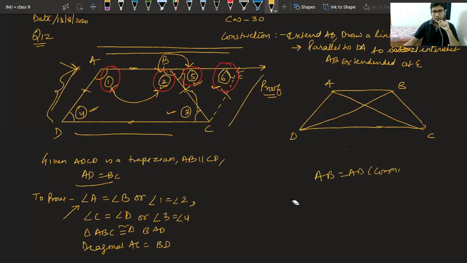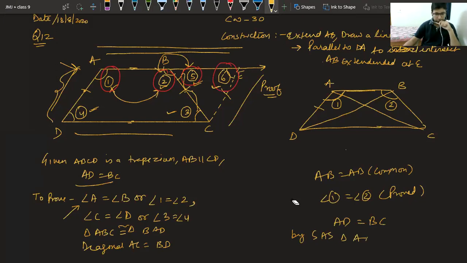Good beta. The second thing is angle A is equal to angle B. We have proved it already. Angle A is your 1, angle B is your 2, so angle 1 is equal to angle 2, proved already. And the third thing is AD equal to BC. So we can say by SAS, side angle side, triangle ABC is congruent to triangle BAD. I trust the question that it must have given the correct name.